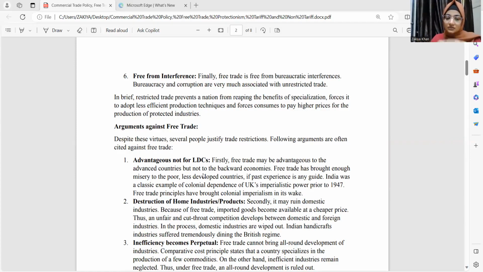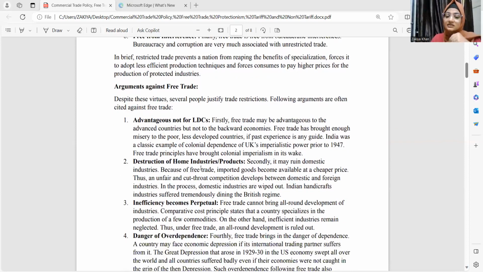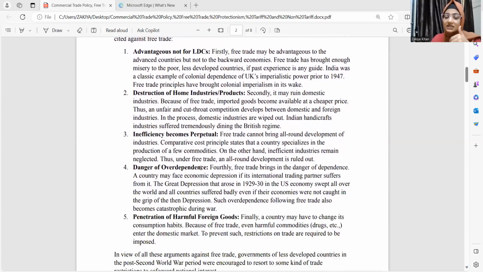There are certain disadvantages. One I spoke about is the LDC. You are really destroying the home industries and products, especially in the lesser developed countries. There is inefficiency because the inefficient industries of your country are really neglected. Then you have the danger of over-dependence. If there is any kind of economic, social or political instability, and the foreign country wants to pull out from your economy, because of the over-dependence, your country might slip down to depression because of the fall in demand. So that is one dangerous disadvantage of free trade.